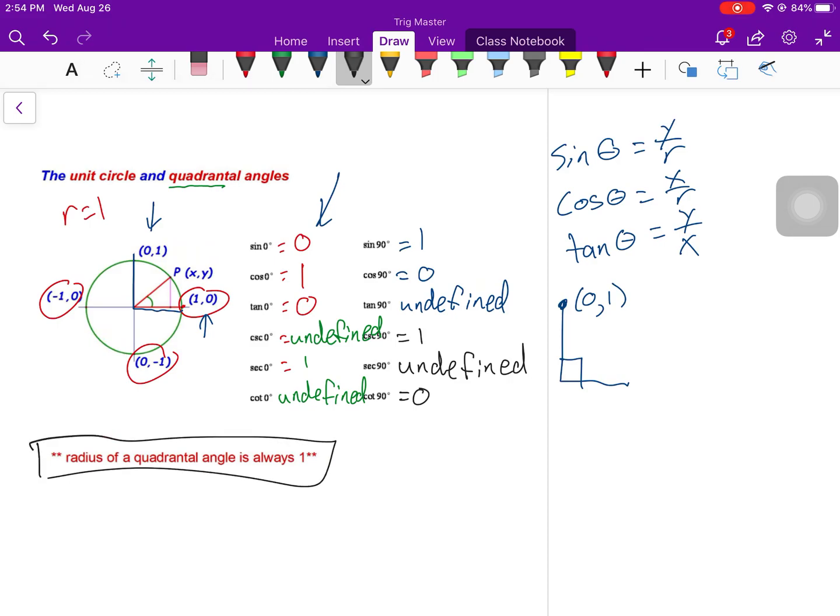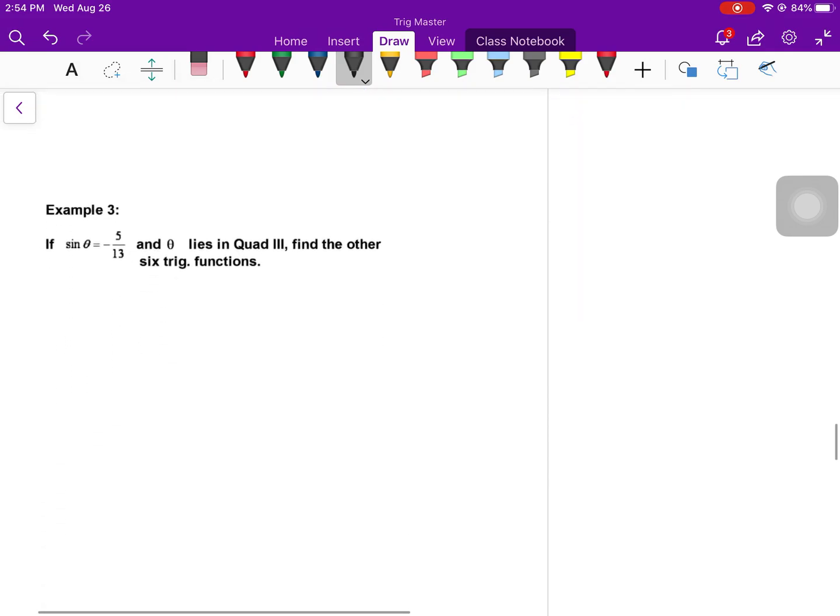So down here, and I wrote it up at the top, our radius of a quadrantal angle is always going to be 1, because we're using the unit circle. The 1 makes our life a little bit easier. We don't have to mess with as obnoxious of numbers.